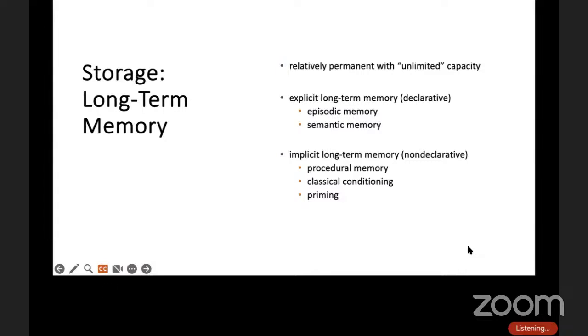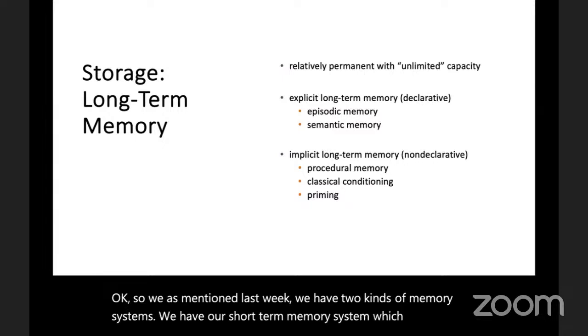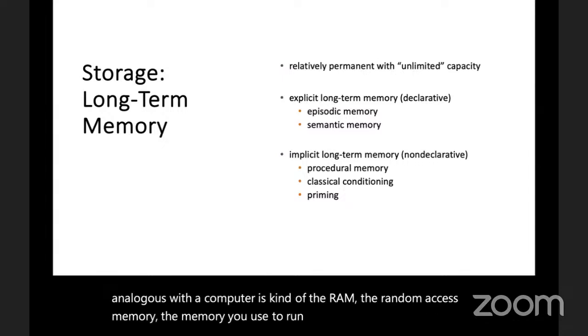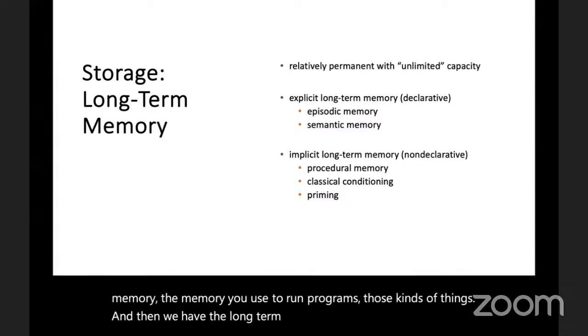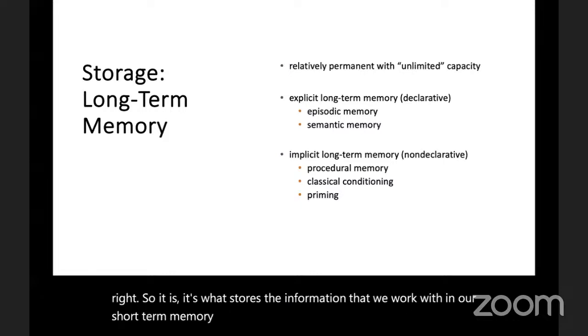Okay, so as mentioned last week, we have two kinds of memory systems. We have our short-term memory systems, which, analogous with a computer, is kind of the RAM, the random access memory, the memory you use to run programs, those kinds of things. And then we have the long-term memory, which is our hard drive, right? It's what stores the information that we work with in our short-term memory.